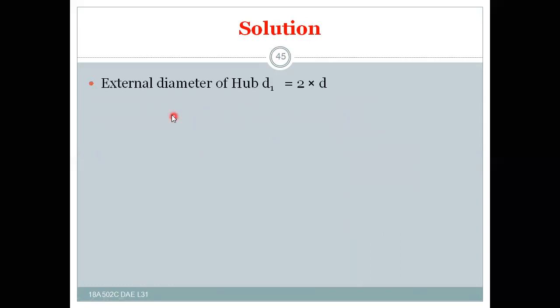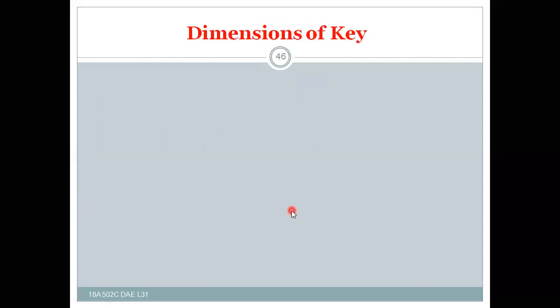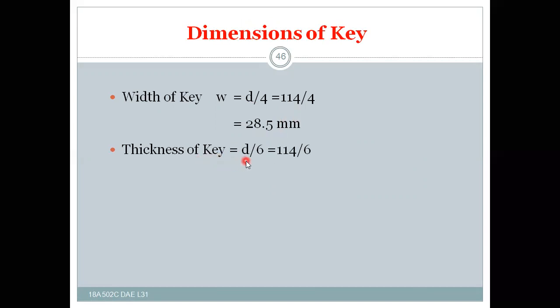External diameter of the hub D1 is equal to 2D, so that is 2 into 114, equal to 228 mm. And the length is 1.5D to 2.5D. Then you will take 2.5D, right? That's why 2.5 into 114, that is 285 mm. And the dimensions of the key: width of the key is equal to d by 4, 114 by 4, and thickness of the key d by 6, 114 by 6, that is 19 mm. And the length of the key is equal to 1.5 d, that is 171 mm.